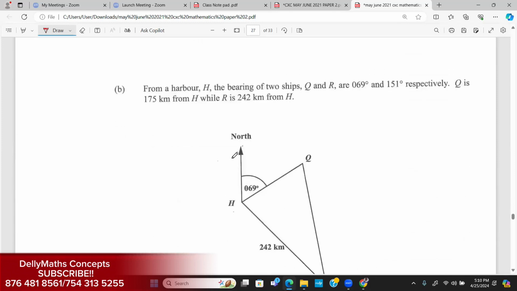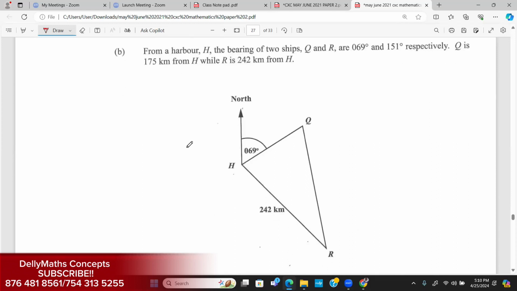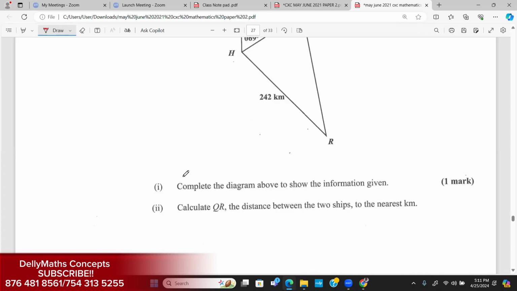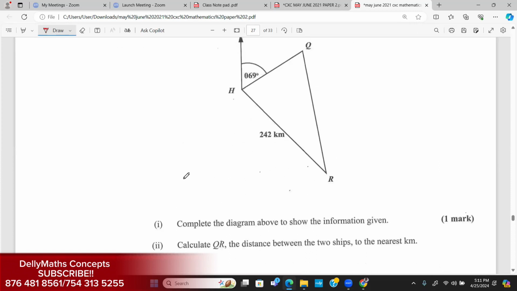We're in another question. So it says from harbor H, the bearings of two ships Q and R are 69 and 151 respectively. 69 is on the diagram, so it's 151 that is missing from the diagram. Q is 175 km from H, while R is 242 from H. All right, let's see what they want. First question, complete the diagram above to show the information given.